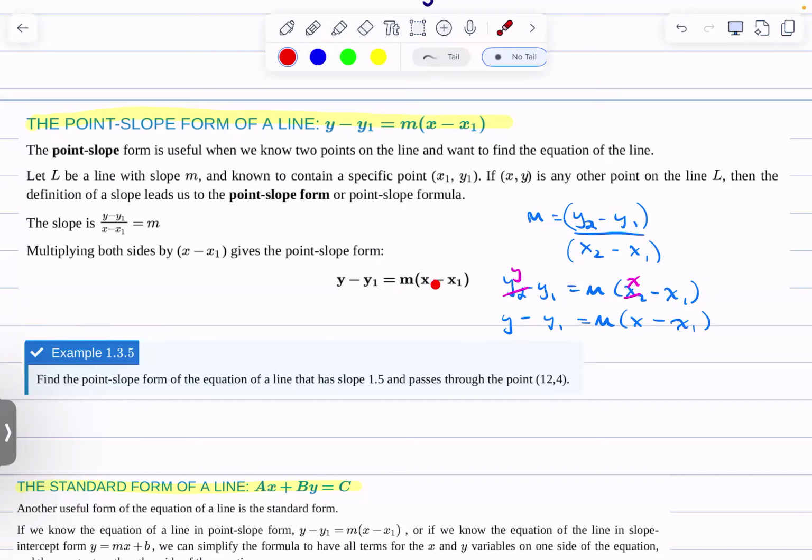Not y equals mx plus b, but if I wanted to, I could simplify and rearrange, solve for y, and I could get it to y equals mx plus b.